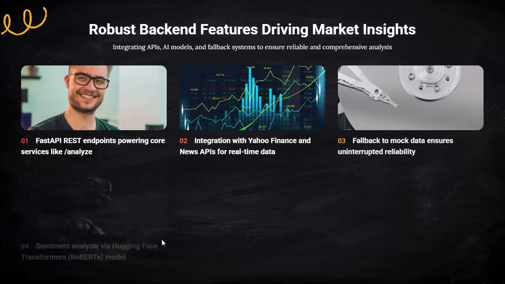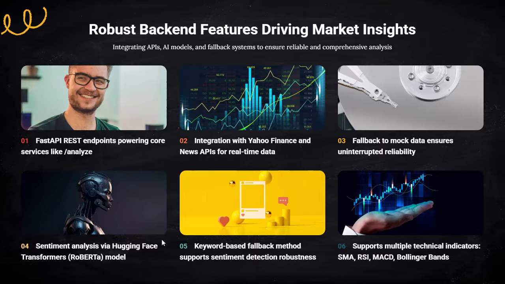So now what are the key features in the backend? First, we are using FastAPI, which is powering core services like analyze, and the integration of Yahoo Finance and a real-time news API, which will give a lot of real-time data. We are also using sentiment analysis with Hugging Face transformers like the FinBERT model, which has very high accuracy. We also have keyword-based detection, so even if the model detection fails, it will still give a standard output. And we also have multiple technical indicators.